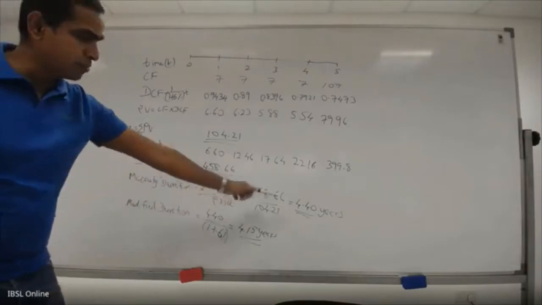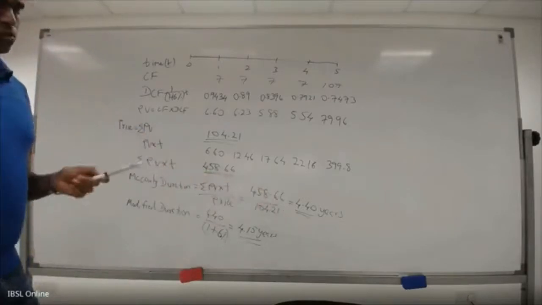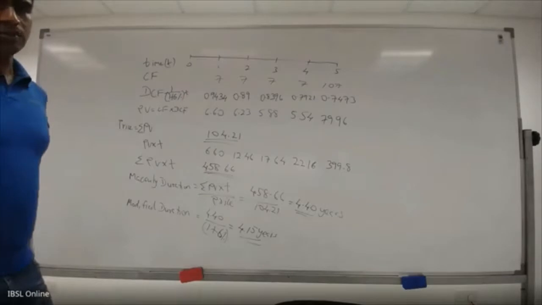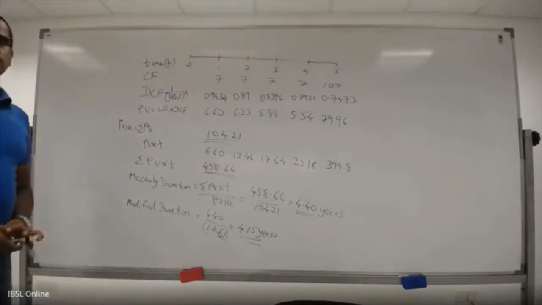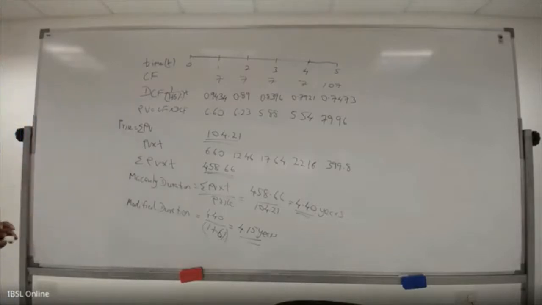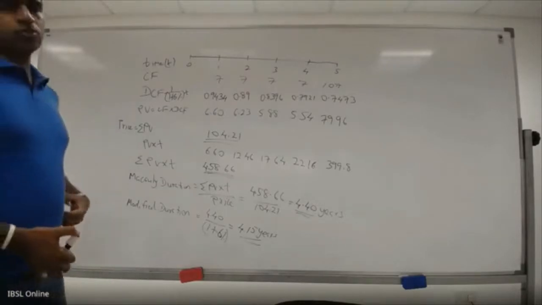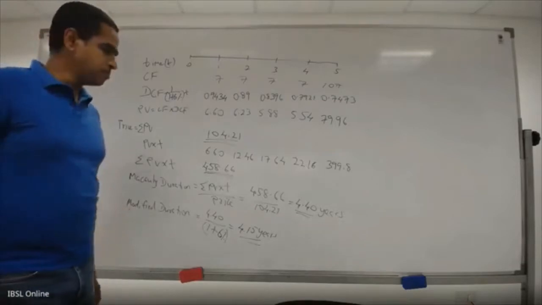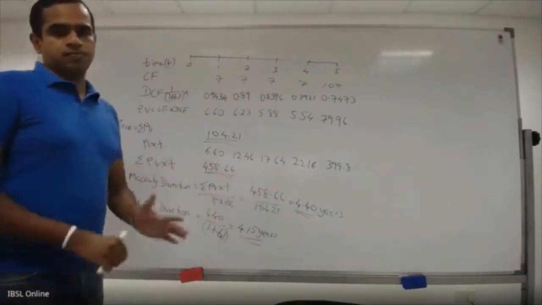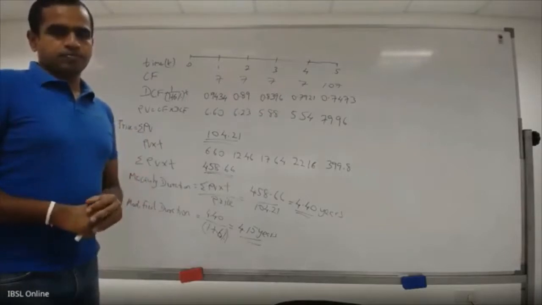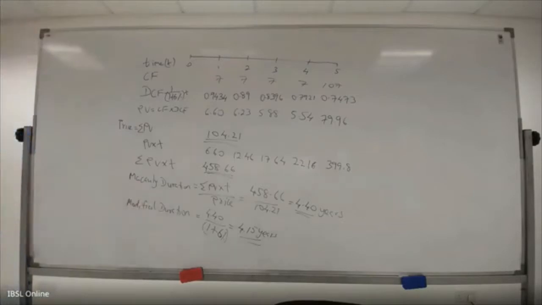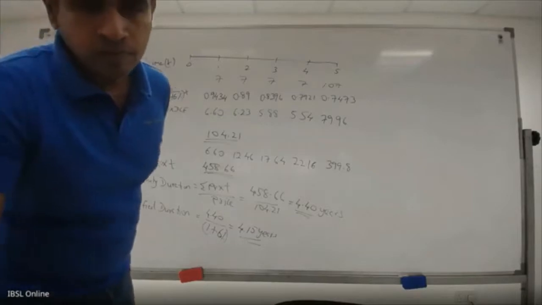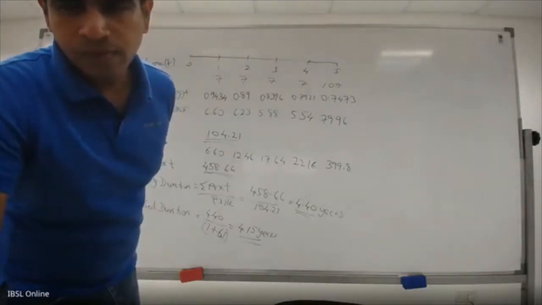It has a Macaulay duration of 4.4. So for a zero coupon bond, the Macaulay duration should be equal to its maturity. The answer to my question, what is the maturity of a zero coupon bond which has the same interest rate sensitivity, should be 4.4 years. Understood? Okay, so let's move on.